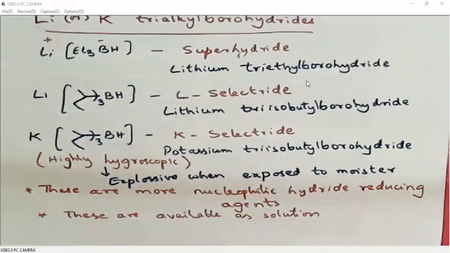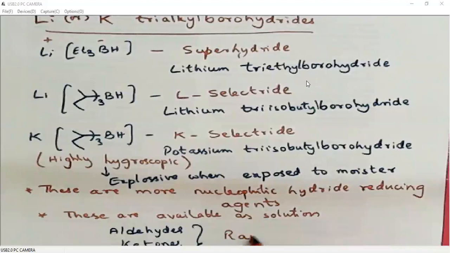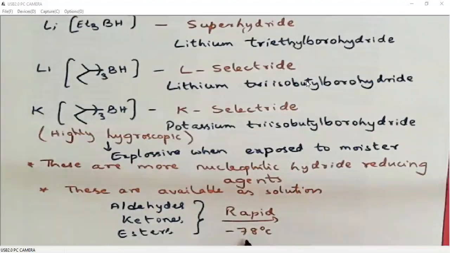We use these reagents for the reduction of aldehydes, ketones, and esters. We only use these reagents for reduction of aldehydes, ketones, and esters. The reaction is very rapid because these are more nucleophilic hydride transfer reagents, and because they are very dangerous, we should conduct the reaction at very low temperatures. The product will be alcohol.